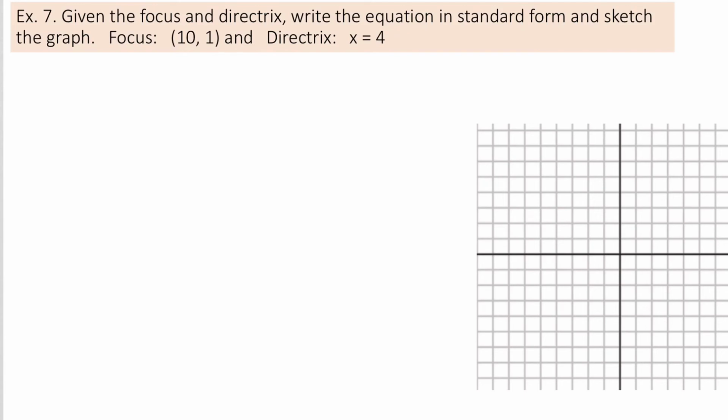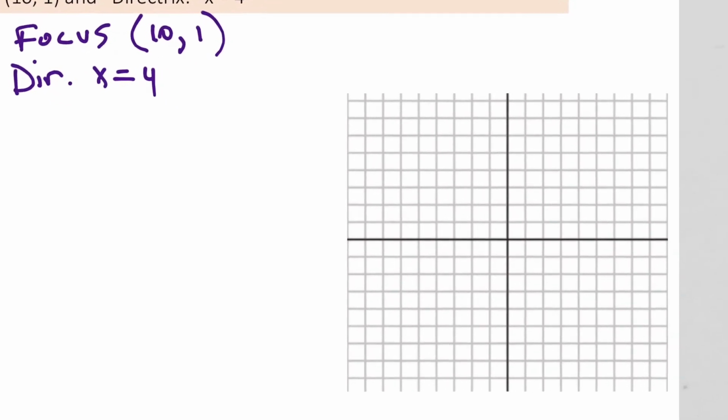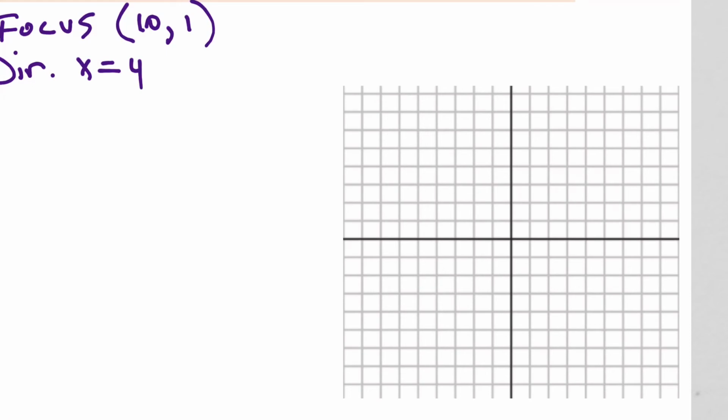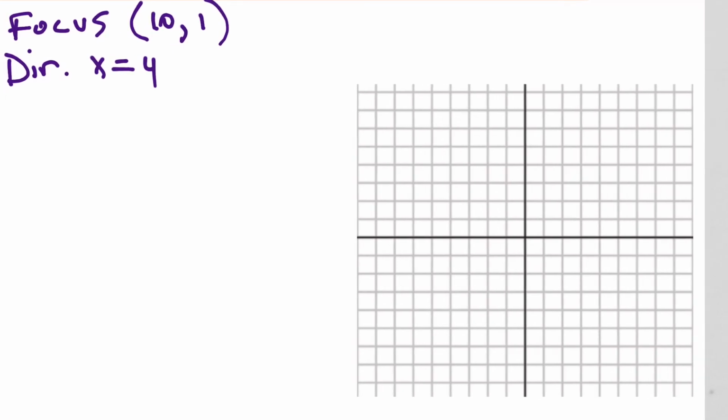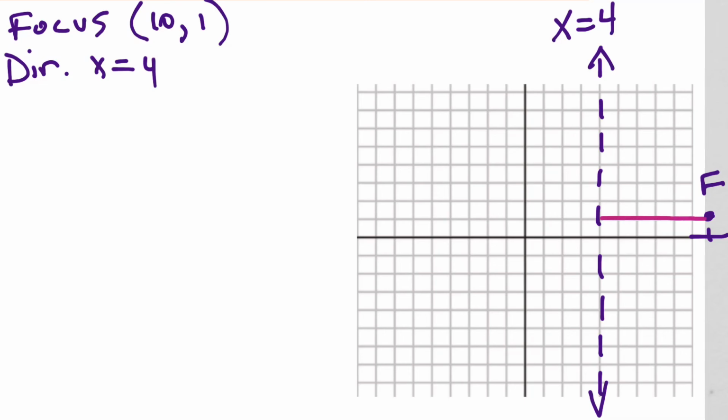So if my focus is (10, 1), and my directrix, I'm just going to move my graph over a little bit, is x equals 4. Let's put those on the graph here. Okay, so I put those on the graph. Now, the distance between my focus and my directrix is 6. So 6 from here to here.